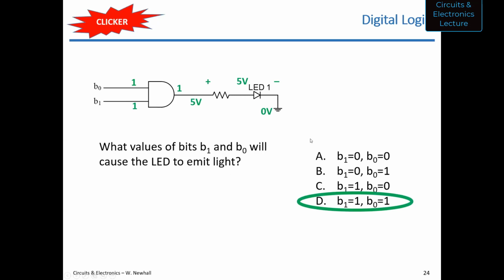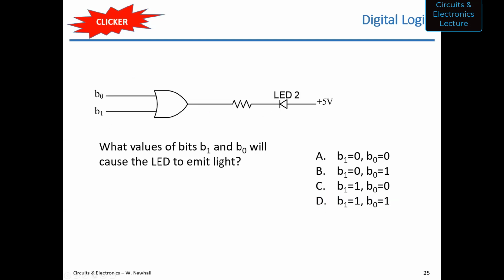All right, so that's the kind of problem with logic gates. So how do you light this LED? That's what the question would state. Let's try another one. So here's an OR gate. What values of B1 and B0 will cause the LED to light up?